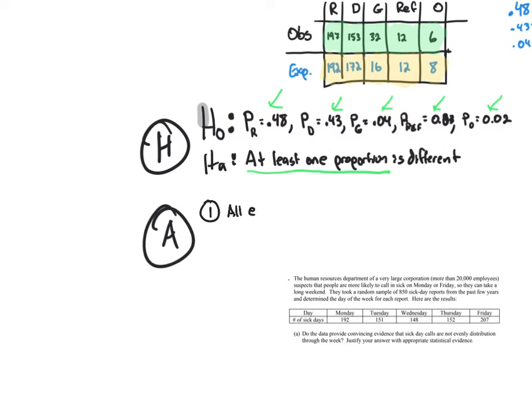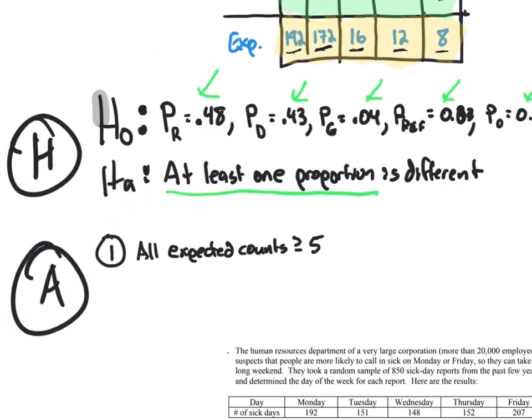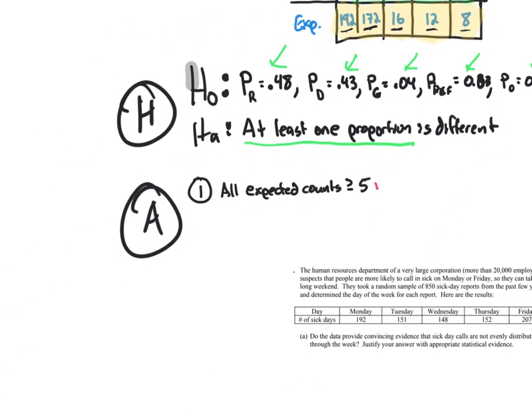Are all expected counts greater than or equal to 5? Well, let's go look. 192 is, 172 is, 16 is, 12 is, 8 is. That's a big fat yes. Good, okay. Number 2, is it random?